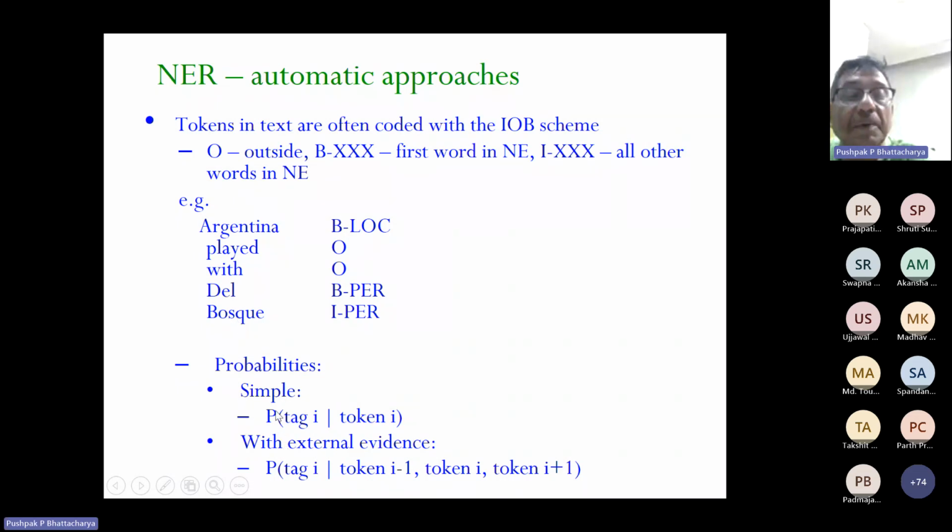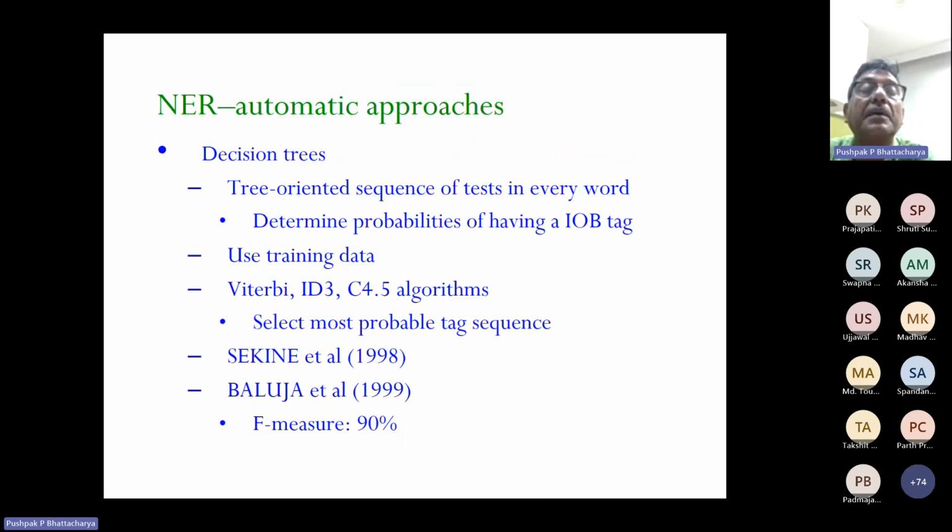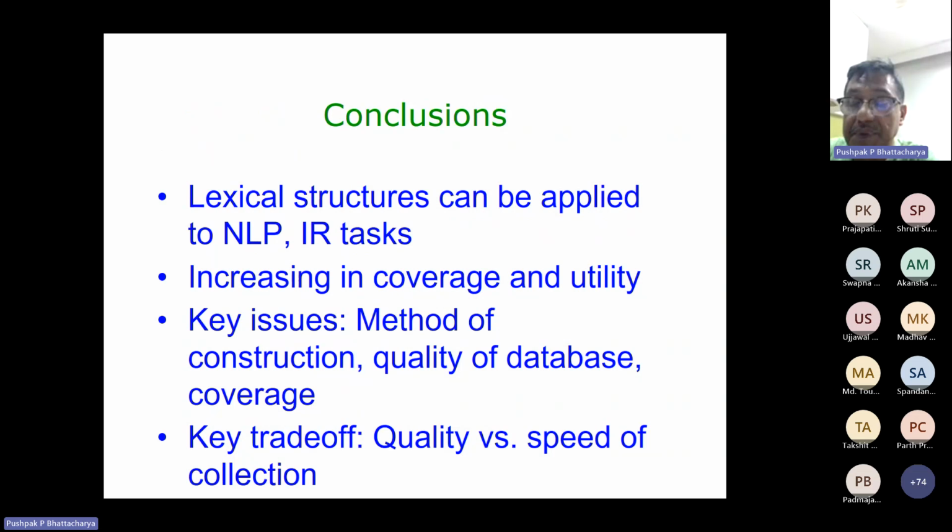The probabilities are computed with the probability of the tag i, that means what is the tag at the ith location, based on the properties of the token i. And there can be external evidences in the form of the neighborhood, token i-1, token i+1. All these are as usual in any kind of sequence classification or sequence labeling problem. Decision trees have been used using training data. And there are some noteworthy papers. Sekine et al. is a very well-cited paper, 1998. Baluja et al., 1999. They achieved an F measure in the region of 90%. Viterbi, ID3, C4.5, all these algorithms were used, and they're all decision tree algorithms.